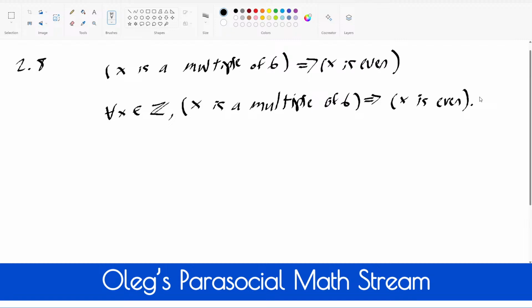Recall from section 2.1 that an open sentence is a sentence whose truth value depends on the value of a certain variable or variables. However, by putting in a universal quantifier, we get: for all x in the integers, x is even implies x is a multiple of 6, which is definitely false. So basically, if you flip this around, that would become a false statement. For all x integers, if they're even, they're automatically a multiple of 6? Well, 100 is even. That's not a multiple of 6. So yeah.